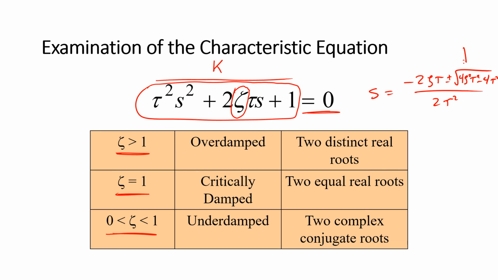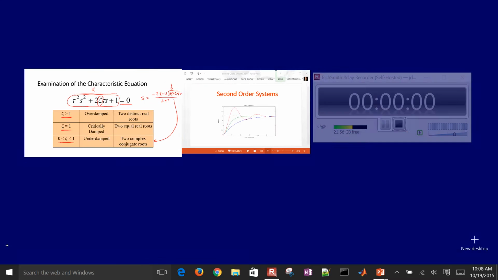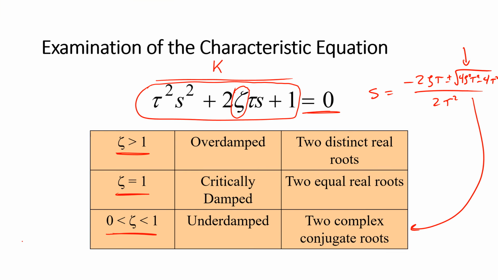Okay, so if this value right here inside the square root is going to create an imaginary number, then we know it's going to have these two complex conjugate roots, and it's going to oscillate. Okay, so it's going to come up and it's going to oscillate, okay, because it has imaginary roots.